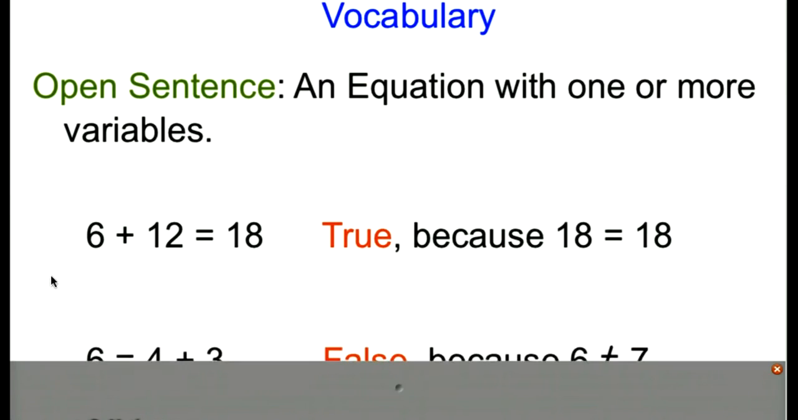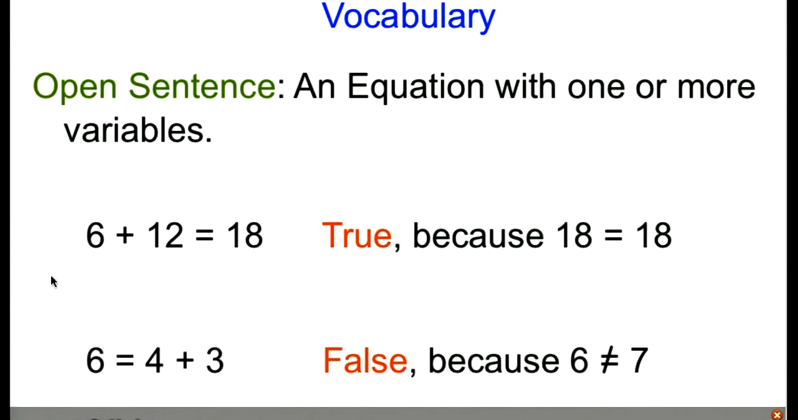The next one, 6 equals 4 plus 3, is a false statement because when I simplify 4 plus 3, I get 7, and 6 does not equal 7. So this is a false equation, and it's also not an open sentence because there is no variable.